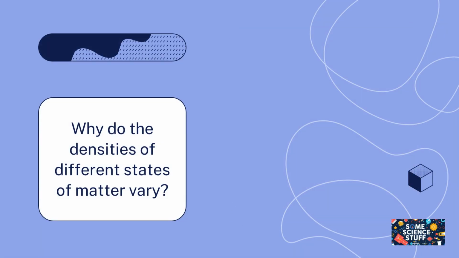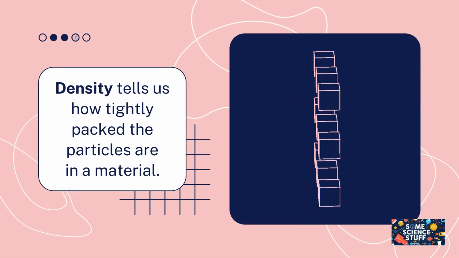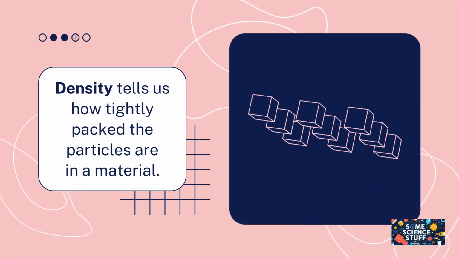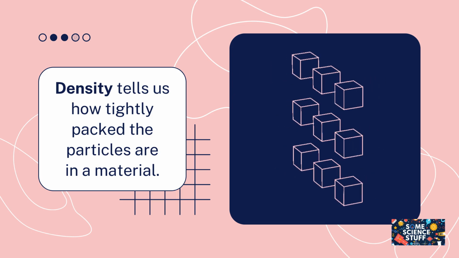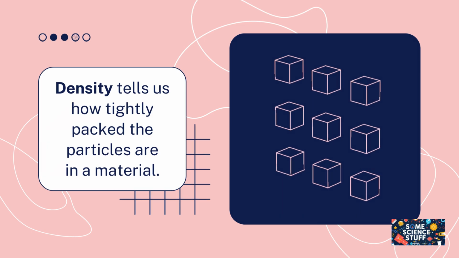Why do the densities of different states of matter vary? Let's discover how intermolecular forces determine the density of solids, liquids, and gases. Density tells us how tightly packed the particles are in a material. The closer the particles are, the more mass is packed into a given space, and the higher the density.